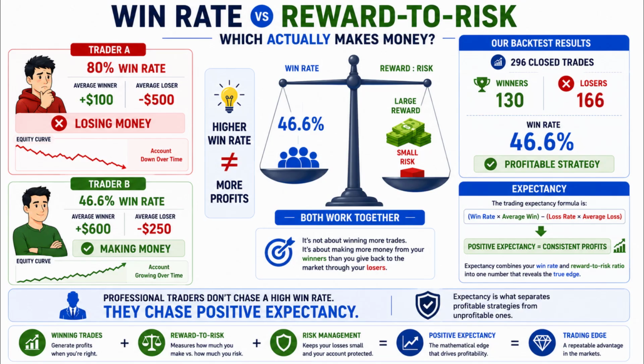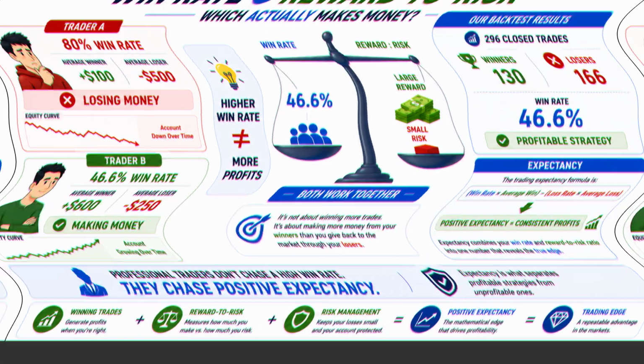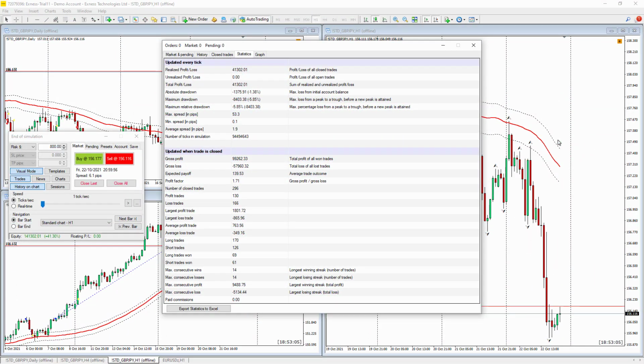And on the flip side, you can have a strategy that wins 70% or even 80% of the time and still lose money if your average loss is bigger than your average win. According to the Soft4FX Forex Simulator's performance report, out of the 296 closed trades we took during this backtesting session, 130 of them were winning trades while the remaining 166 were losing trades. When you do the math, that gives us a win rate of about 43.9%.